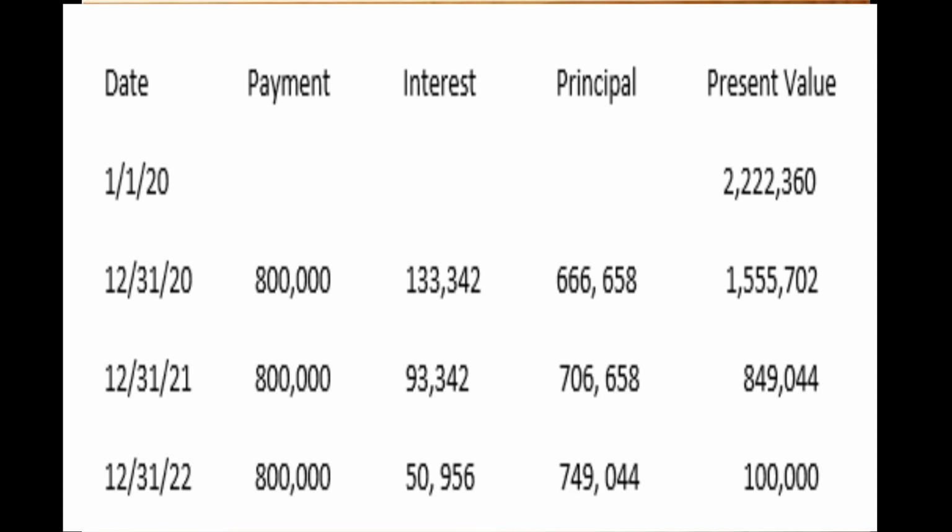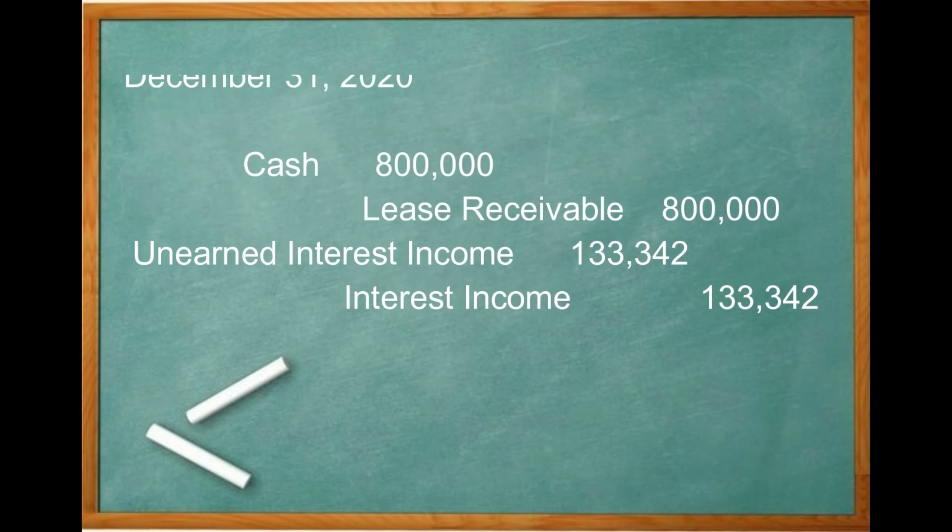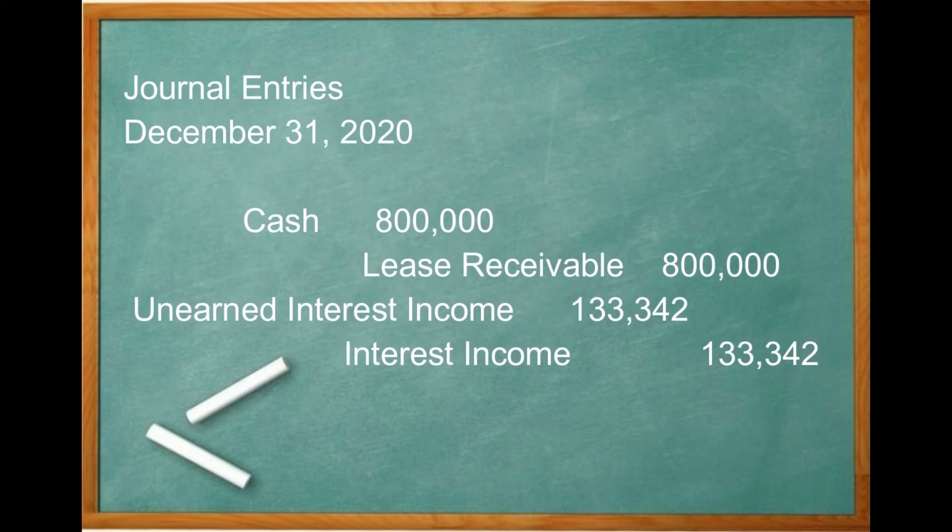2,222,360 times 0.6, yun ang ating interest, minus natin sa payment, equals the principal na 666,658, at i-deduct natin sa ating present value na 2,222,360, kaya meron tayong 1,555,702. At ganun lang din sa mga susunod na taon. Ngayon meron na tayong table of amortization, pwede na tayong mag-journal entry.